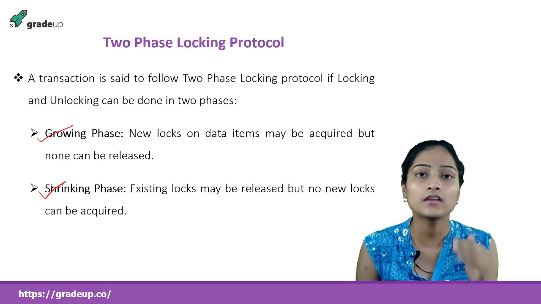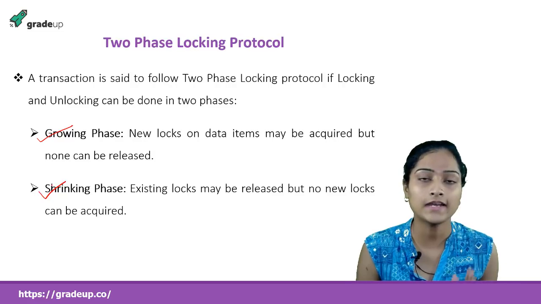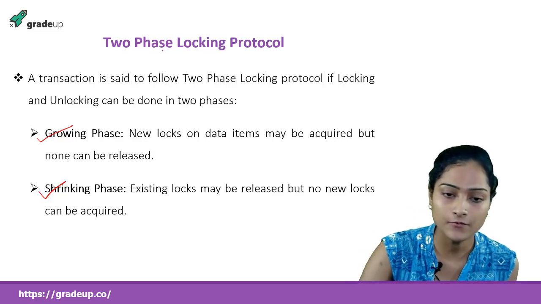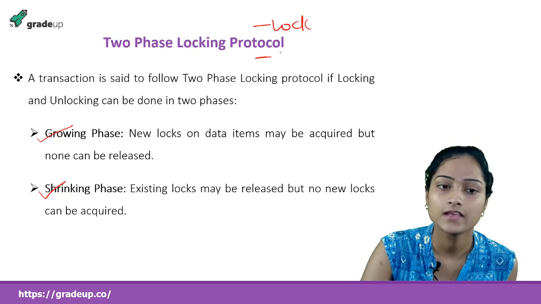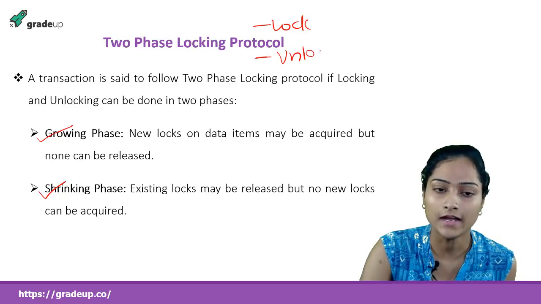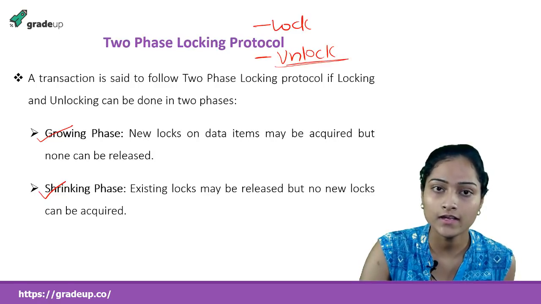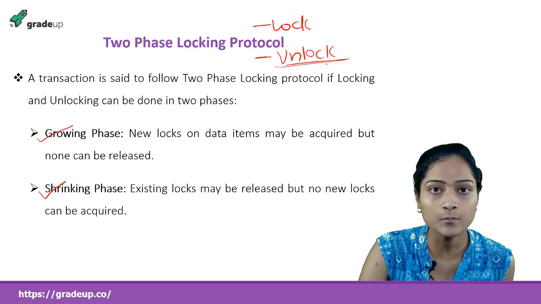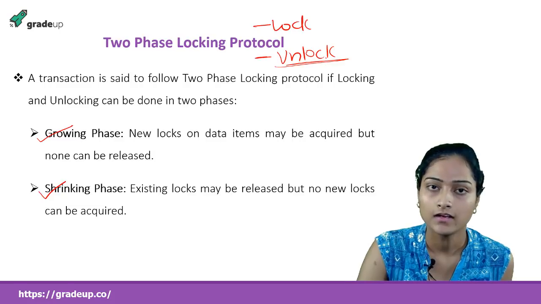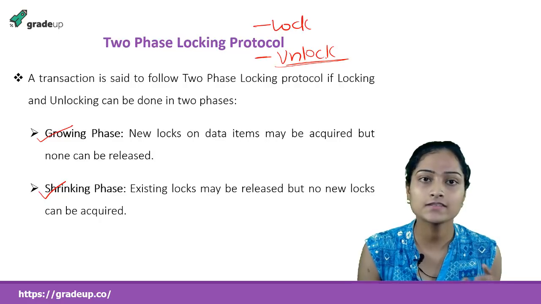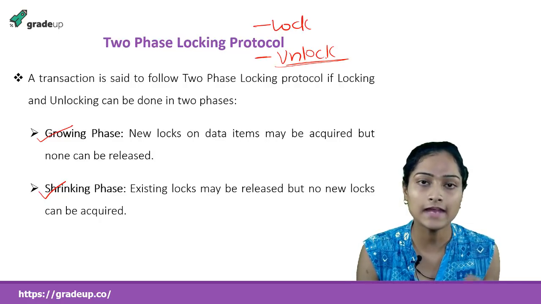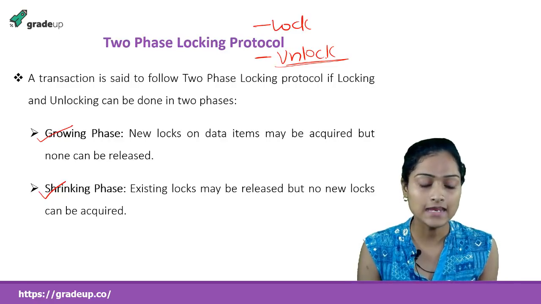Once you start unlocking data items, you cannot acquire a lock on any data item. That is, in one phase you are going to lock the data items, and in the other phase you are going to unlock the data items. Once you start unlocking, you are not allowed to lock some other data item again. So, you are going to work in two phases. First, you will start locking your data items, and in the second phase, you will start unlocking the data items. See how this works.